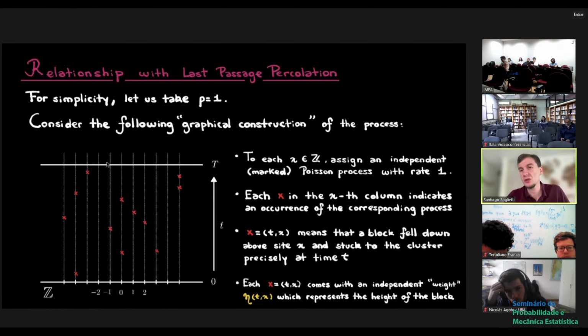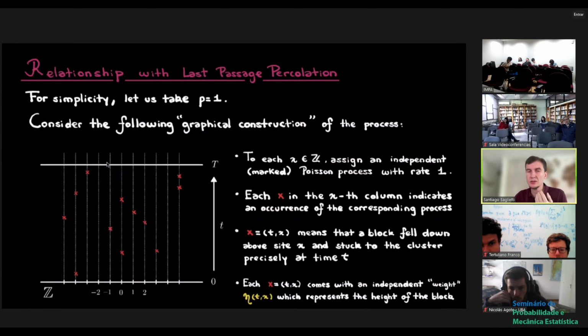So the question is, what's the relationship between ballistic deposition and last passage percolation? Because they're completely different models in principle. And so why am I getting a last passage percolation problem as the limit of ballistic deposition? To explain the relationship between the two models, I will just focus on the case with p equals 1, for simplicity. But for any positive p, this is the same kind of idea.